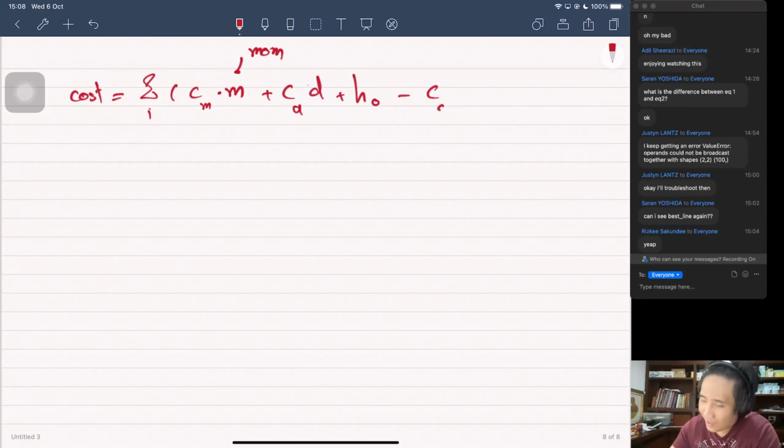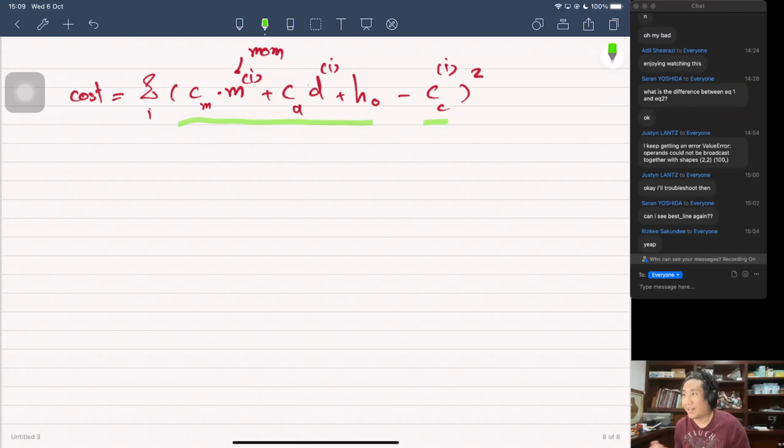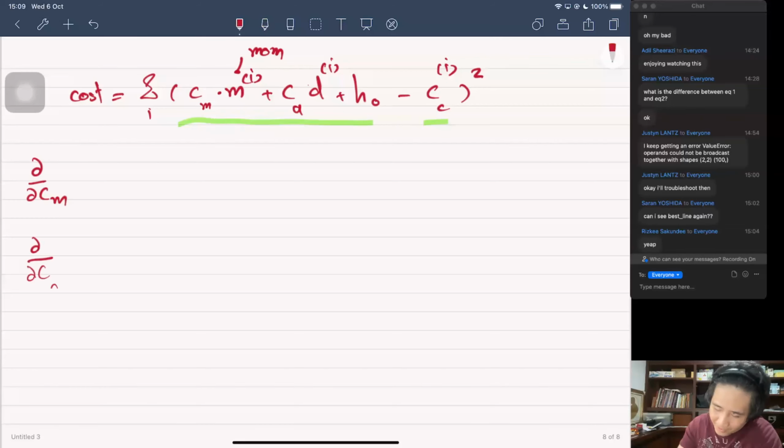Minus the height of the child, I, for mom I and dad I, and then square, right? So the cost function looks exactly like this. This is your guess, and this is the actual data. You want the two to be as close as possible, and you sum this. So all you need to do now is take the derivative of this by C mom, by C dad, and by H0, and set it equal to 0.